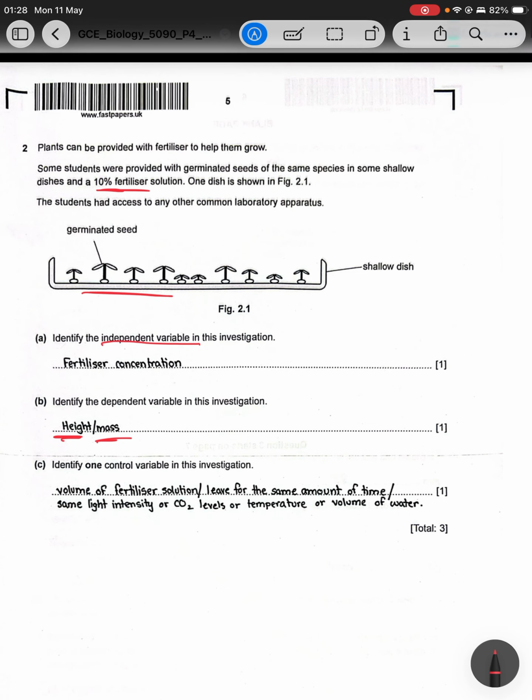So identify one control variable in this investigation. So the slash indicates either point, so any one between the slashes gets you 1 mark. And for this one, it can be same light intensity, carbon dioxide levels, temperature or volume of water. So basically you mention this, or same either of these points.